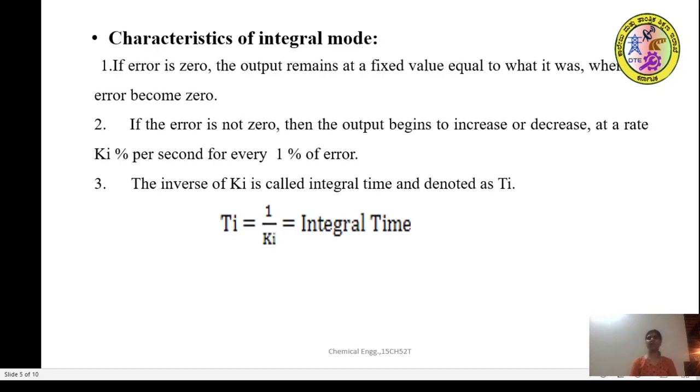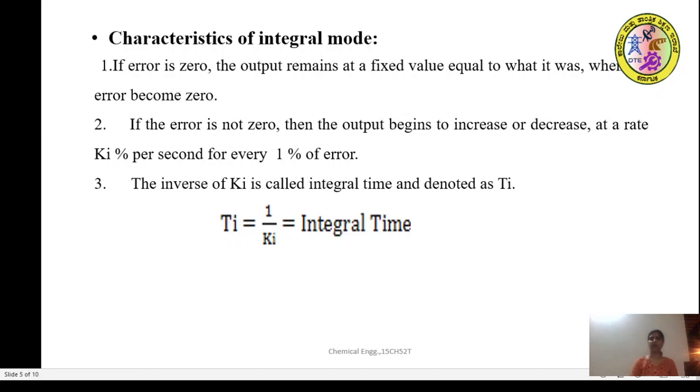Then coming to the characteristics of an integral mode. So if the error is 0, the output remains at a fixed value equal to what it was when the error becomes 0. So if there is no error, the output will always remain at the fixed value equal to what it was before. If the error is not 0, then the output begins to increase or decrease at a rate Ki percentage per second for every 1% change of error. So this sentence is regarding how the correction is being made with the integral mode of control action.